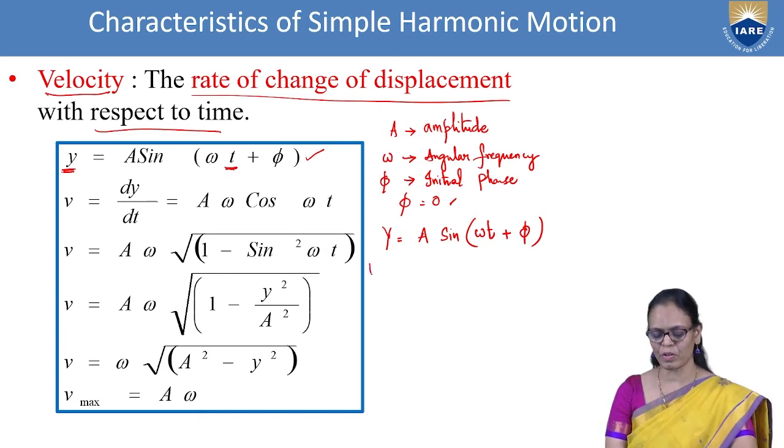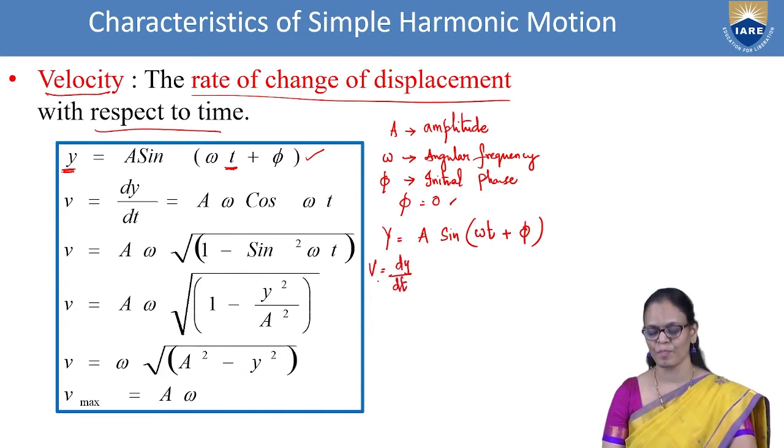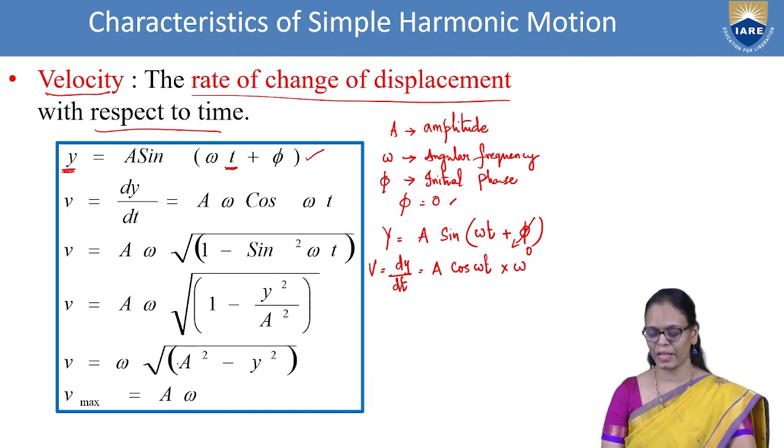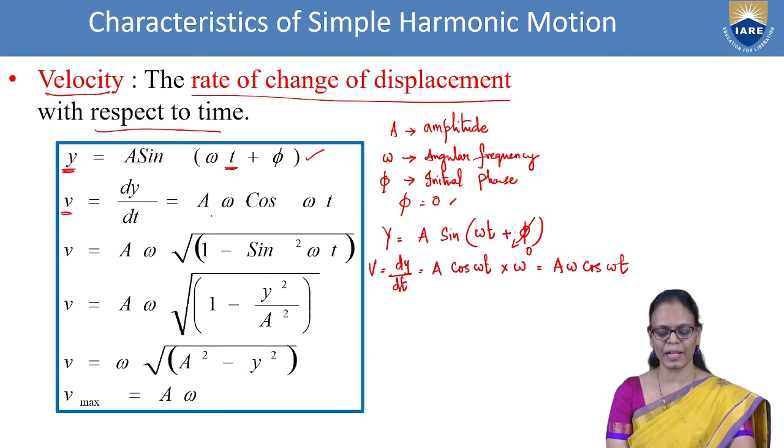Now if you have to find velocity, velocity is dy by dt, rate of change of displacement. So we'll take the derivative of this with respect to time. A is a constant. So for sine, it is cos. Because phi tends to 0, I will not write phi. So for sin ωt, the derivative is cos ωt into omega. So I can write it as aω cos ωt. So the velocity is given by aω cos ωt.